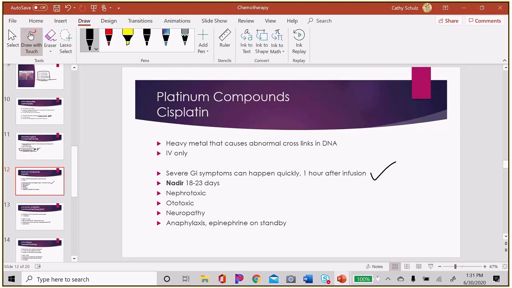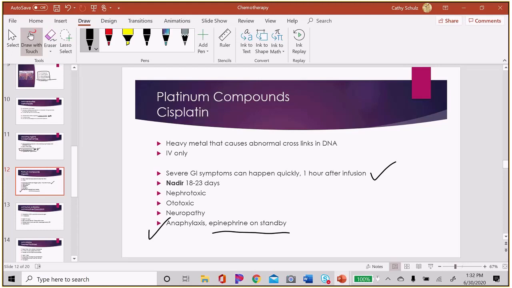For this one, the GI symptoms can be quite severe and happen very fast, even while the medication is infused or right after the infusion. So people usually are pre-treated when they get this, to try to help decrease that sensation with something like Zofran, or medication that decreases nausea. There's a high risk of allergy to this medication, and so epinephrine has to be on standby just in case, so that the lungs open up as fast as we can get them to.